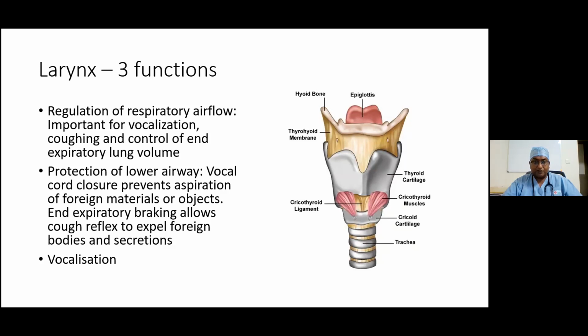Now, protection of lower airway. Vocal cord closure prevents aspiration of foreign materials or objects. The end expiratory braking, as I told you before, allows cough reflex to expel foreign bodies and secretion, which plays a major role in protecting lower airway, and of course, vocalization, as we all know.